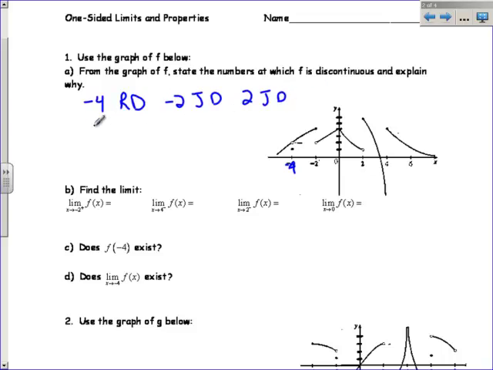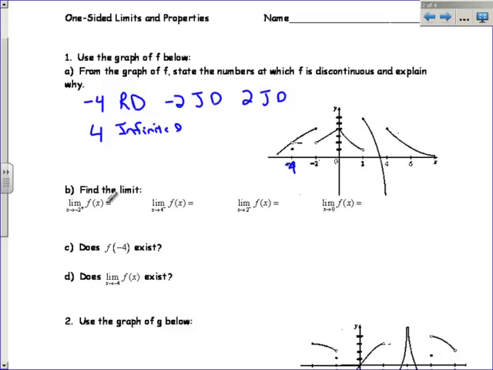And then at 4, we have what you can call an infinite discontinuity, because this graph on the left-hand side is going down to infinity. So we've got almost like a vertical asymptote right there. So I'm going to call that an infinite discontinuity. If you wanted to call it a jump discontinuity, I don't guess I would argue with you too much there. Okay, so is that right? 1, 2, 3, 4 places that we have discontinuities.